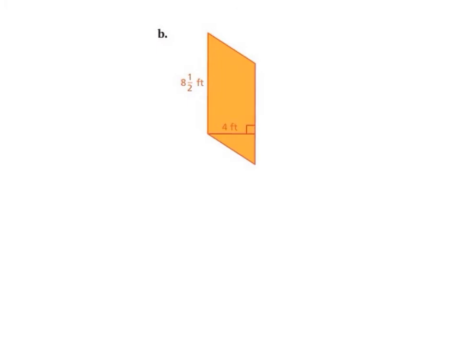For letter B, the example is another parallelogram, but this one is different for a couple of reasons, but we're still going to tackle it the same way. We're going to use capital A for area of a parallelogram, and then we're going to use B for base and H for height.